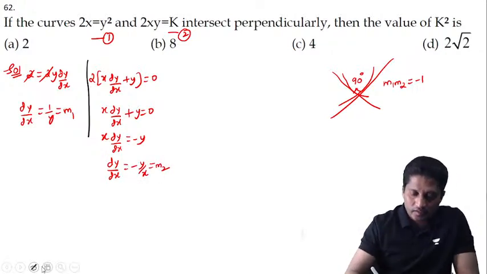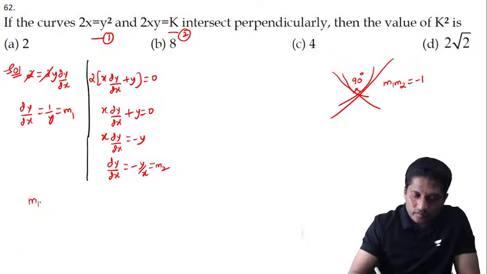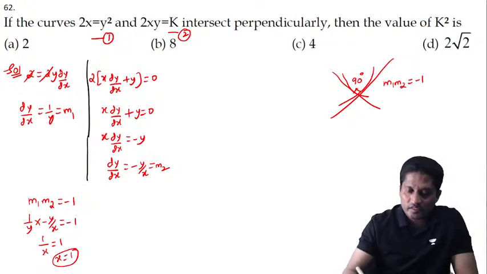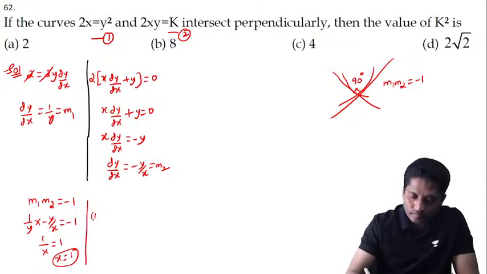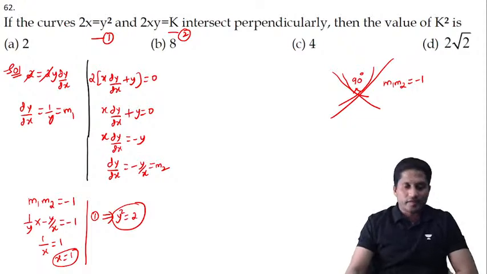Alright, now two curves cut at right angles, right? m1 into m2 is equal to minus 1. 1 by y into minus y by x. This is minus y by x is equal to minus 1. Alright, now from this 1 by x is equal to minus 1, x is equal to 1. If I put x is equal to 1 in equation 1, you will get y square is equal to 2. Alright, then what should be the value of k square?